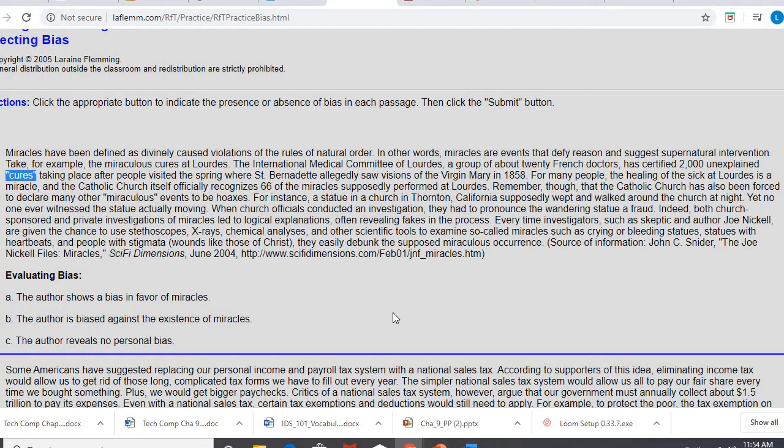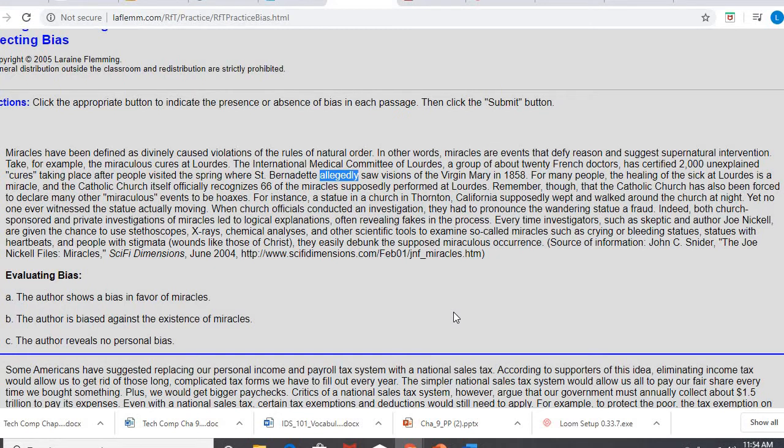Taking place after people visited the spring where St. Bernadette allegedly saw visions of the Virgin Mary in 1858. For many people, the healing of the sick at Lourdes is a miracle, and the Catholic Church itself officially recognizes 66 of the miracles supposedly performed at Lourdes.